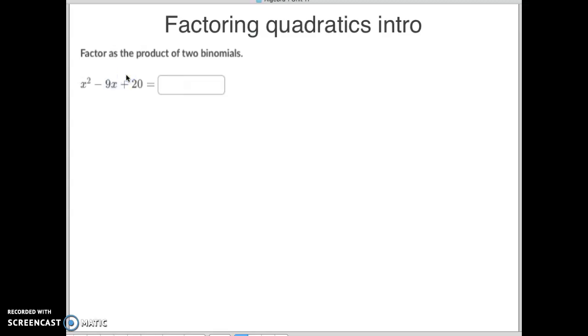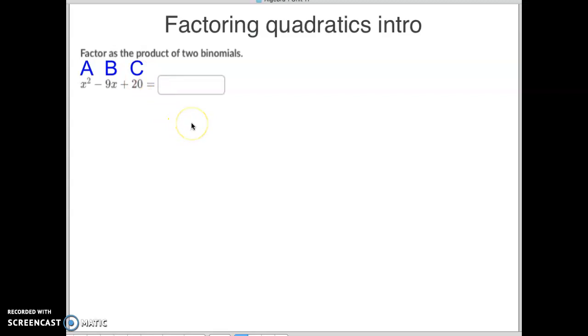Now, for quadratics, when we put this together, I want you to understand something. We have this first term here, we call that the A term. We have the second term here, which we call the B term, and we have this third term here, it should only make sense, we call that the C term, okay?